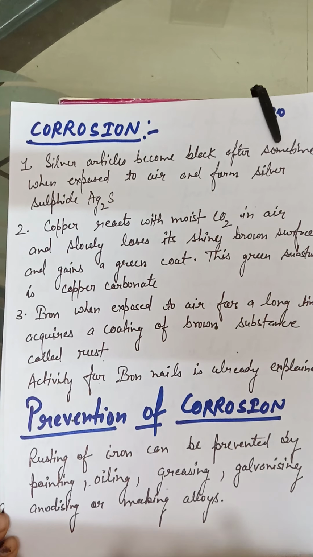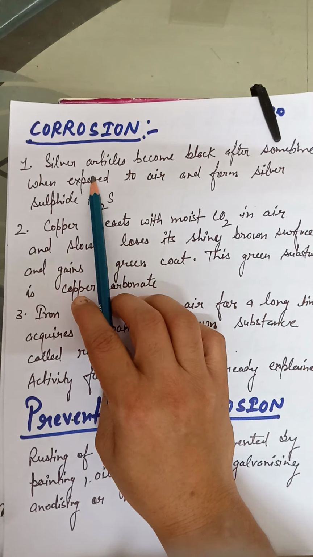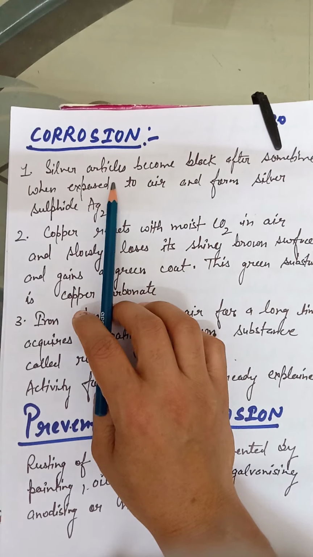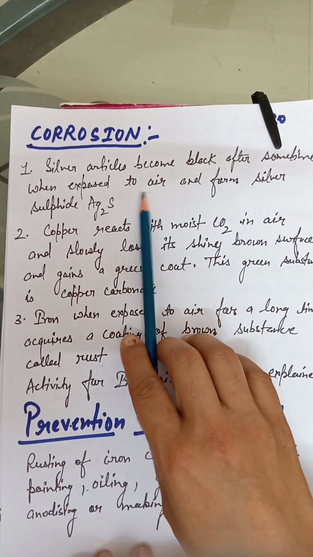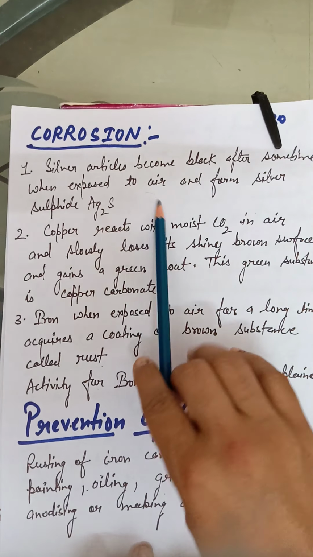The next topic we have is corrosion. Corrosion we have discussed many times in the first chapter, also in the second chapter. Now in the third chapter we are again studying it. What do you mean by corrosion? We all know that whenever a brownish red colored layer is formed on iron articles, that is called rust, and the whole process is known as corrosion.